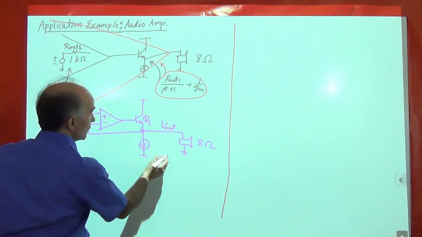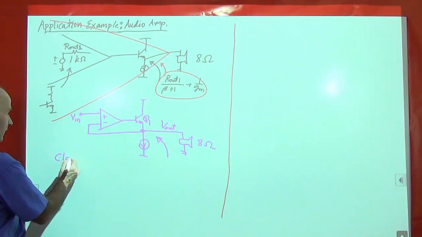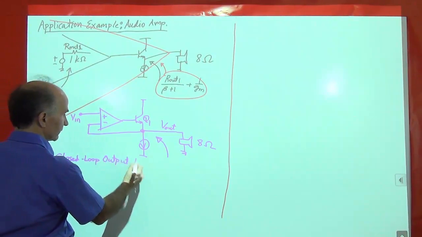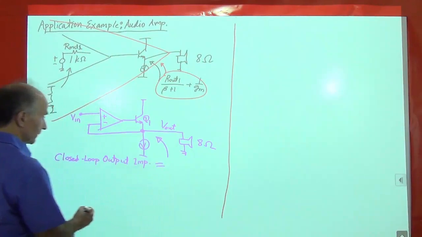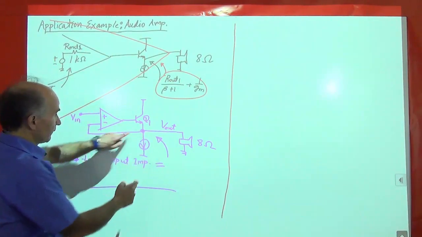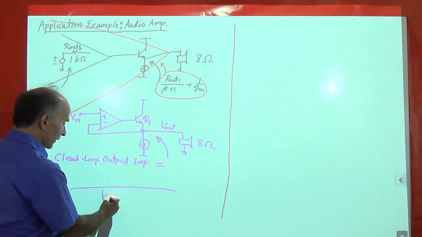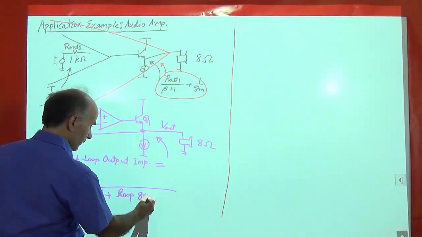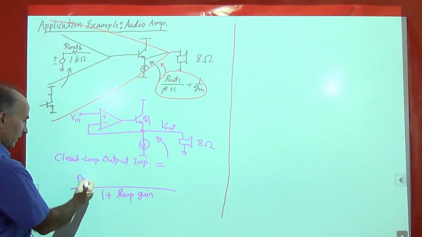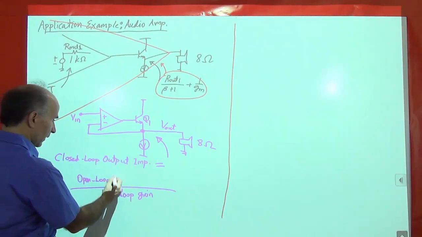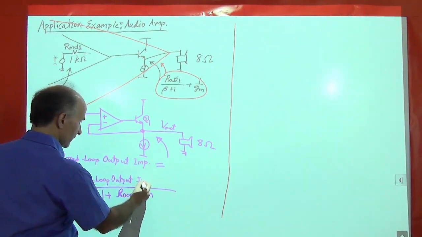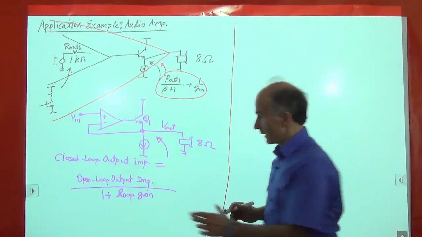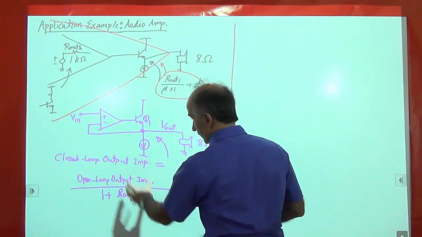So I can say that this new output impedance, the closed loop output impedance, is equal to the open loop output impedance, whatever I had before I applied this feedback, divided by 1 plus the loop gain, right? 1 plus K, 1 plus, I will just add loop gain for now, and then we'll see what goes in here. So I will just say open loop output impedance divided by 1 plus loop gain, right? I'm just repeating that equation in words. Now we'll go ahead and find how much this is from the circuit, find how much this is from the circuit, and plug it in here.